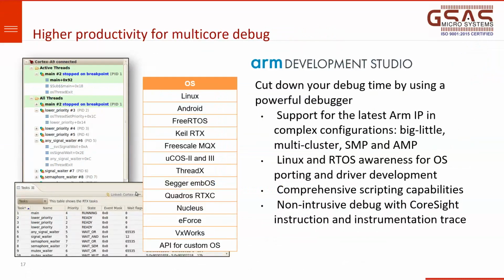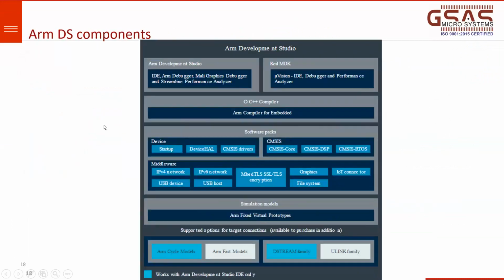Okay, now coming to ARM Development Studio. These are the components of ARM Development Studio. One advantage with ARM Development Studio is that if you purchase it, you will get the Keil MDK license free. It has an Eclipse-based IDE, and it comes with the ARM Debugger and Streamline Performance Analyzer. What is Streamline Performance Analyzer? We will talk about it in the next slides.